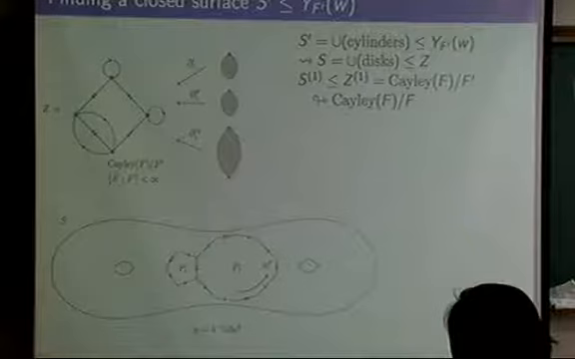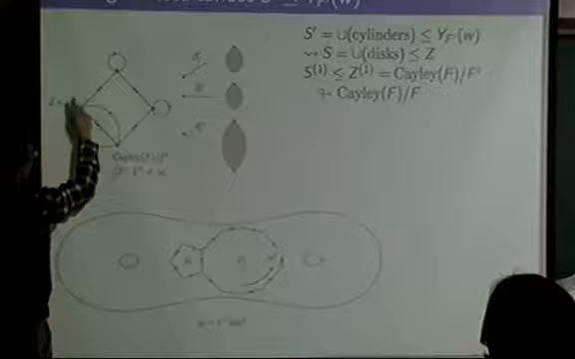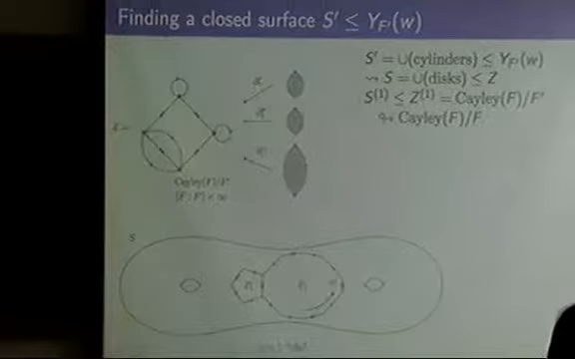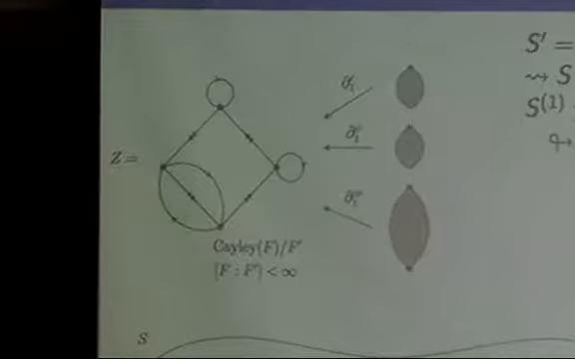Cayley graph quotient by F, because it is basically a local homeomorphism. Therefore, the one skeleton, a subcomplex of this Z, the one skeleton of this new surface S, will immerse into this bouquet of circles. What does that mean? That has a concrete combinatorial meaning.